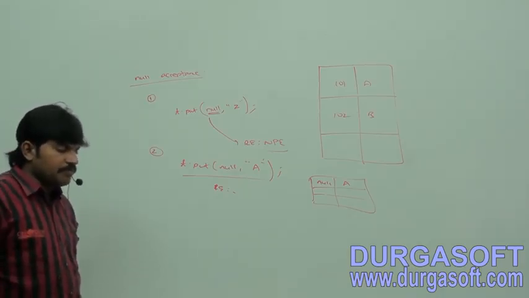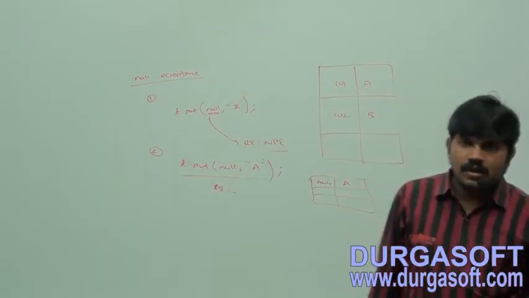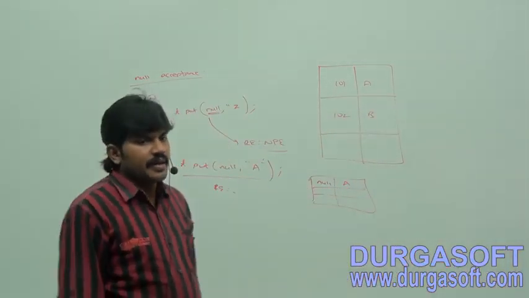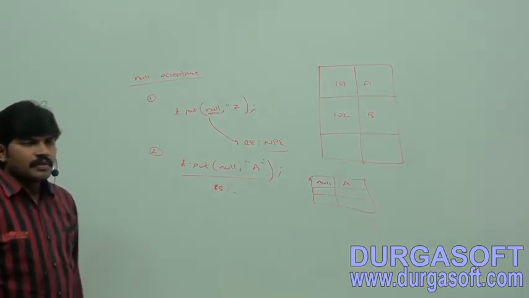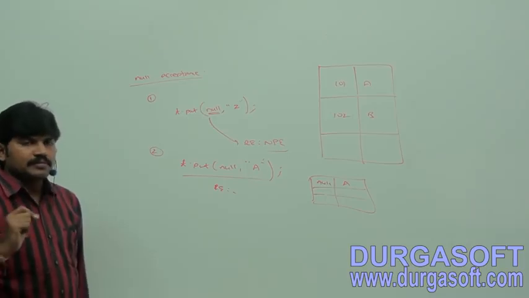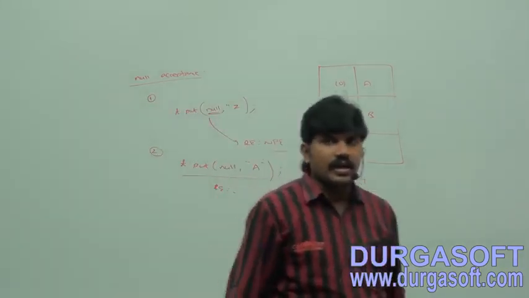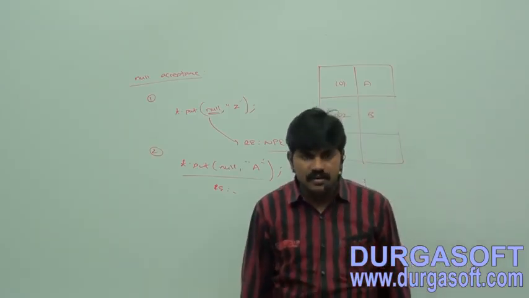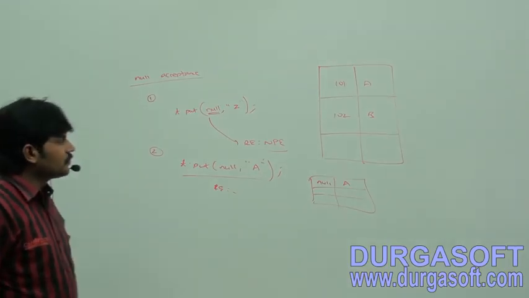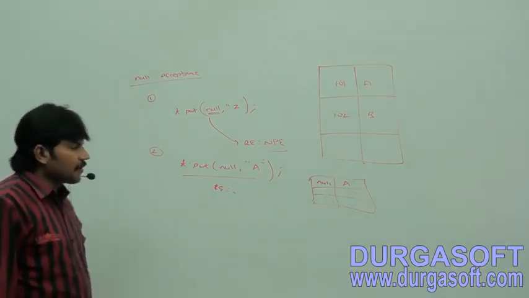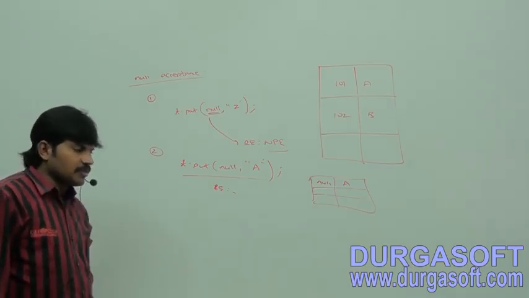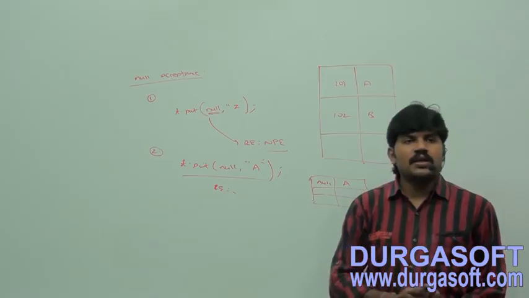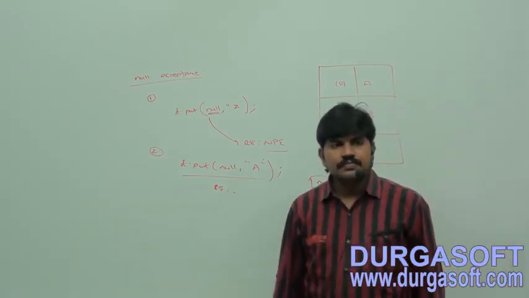For a non-empty TreeMap, if we are trying to insert an entry with a null key, then we will get a runtime exception saying NullPointerException. Okay, first one.